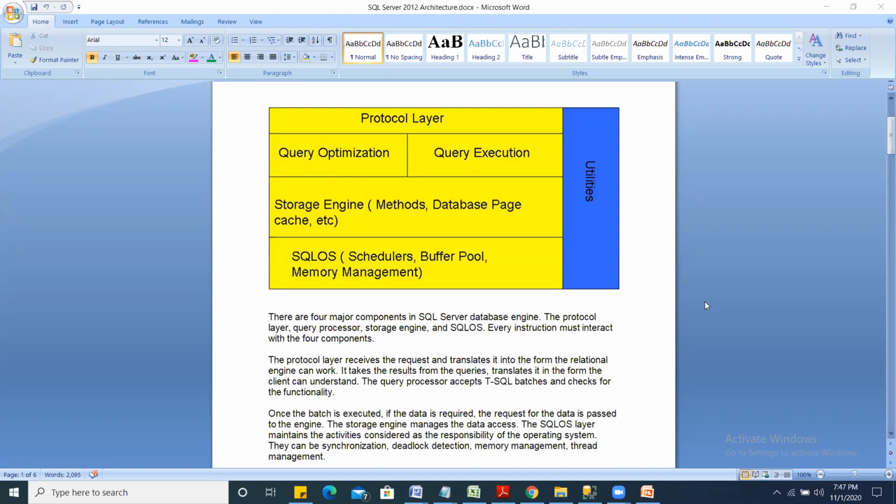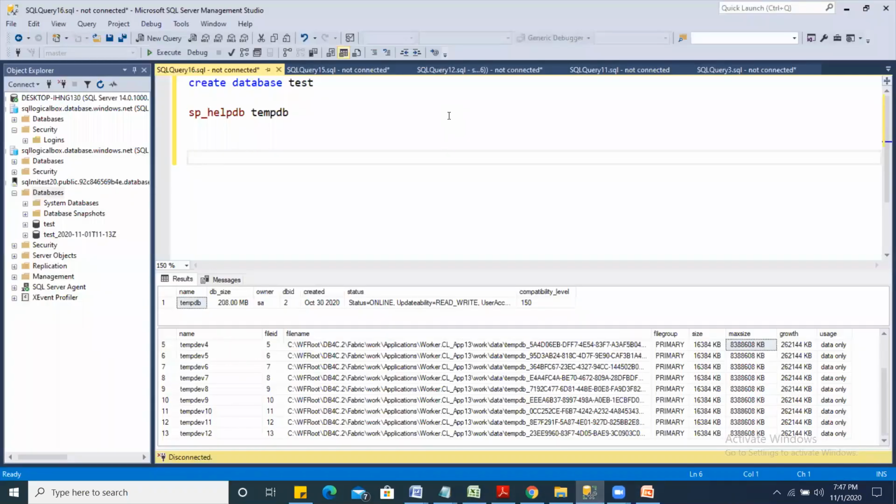So for example, my SQL Server is hosted here, and SQL Server Management Studio is my client here. You have many clients: SQL Server Management Studio, you have Azure Data Studio. One more new tool is there.